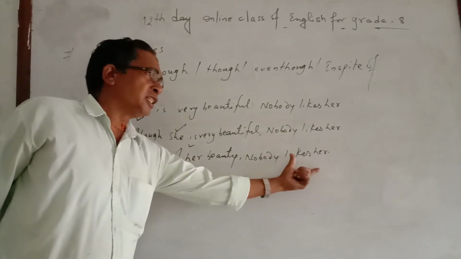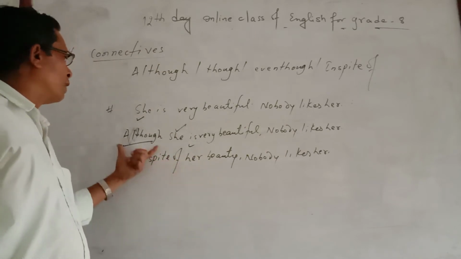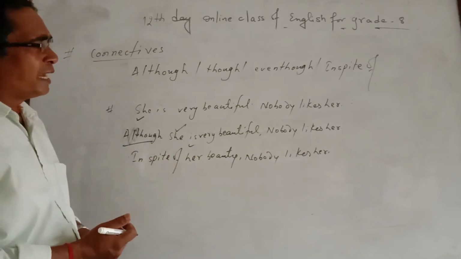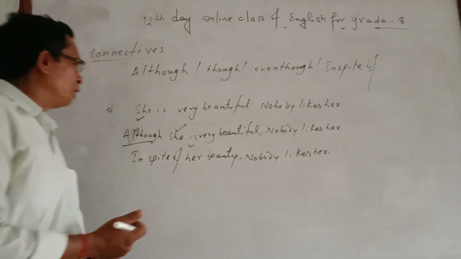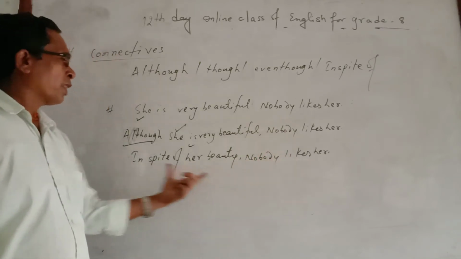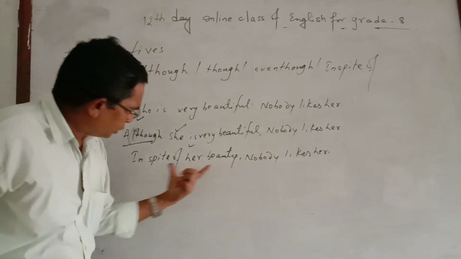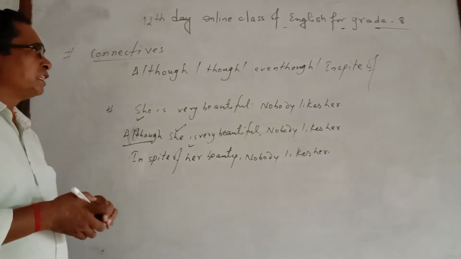In this way, the right answer while using in spite of will be "in spite of her beauty, nobody likes her." You get no difference in meaning, only the way to connect is a little bit different. Although she is very beautiful, nobody likes her, the meaning is the same. Similarly, when you use in spite of her beauty, nobody likes her, the meaning is the same. Only the technique is a little bit different.